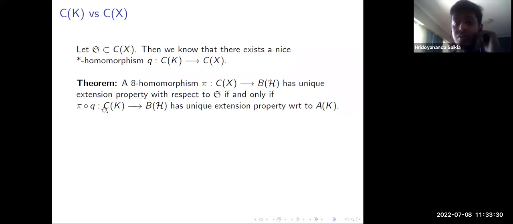phi composed with Q, which will be a star homomorphism from C of K to B of H, has the unique extension property with respect to the operator system A of K. Now, look closely. I have two setups. On the left, I have S contained in C of K. On the right, I have C of K containing A of K. Now I can talk about the unique extension property. This map pi has the unique extension property with respect to the operator system S if and only if its pullback to C of K has the unique extension property with respect to A of K.